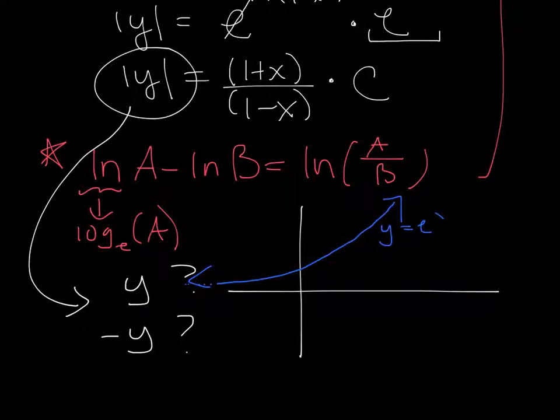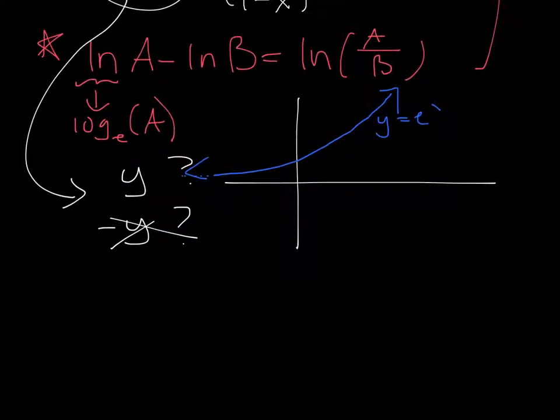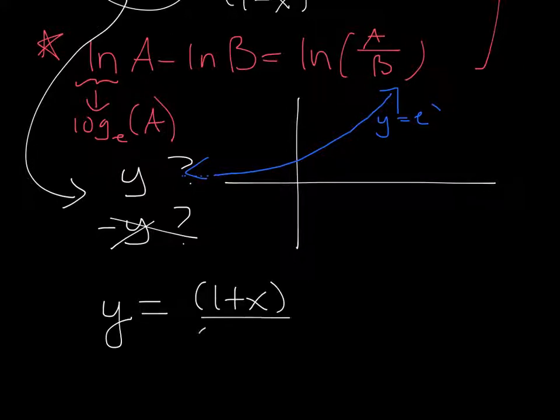For every input x, your y is always going to be positive, above the x-axis. If I pick a point here, my output is always here. It's never going to be down here. So that's how I know it's not going to be the negative one. And so our final solution is y equals 1 plus x over 1 minus x.